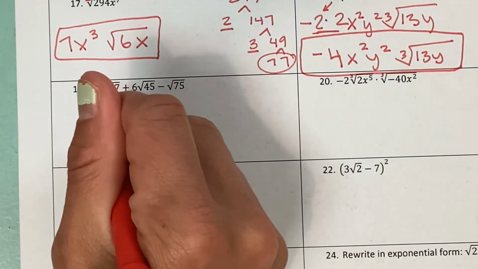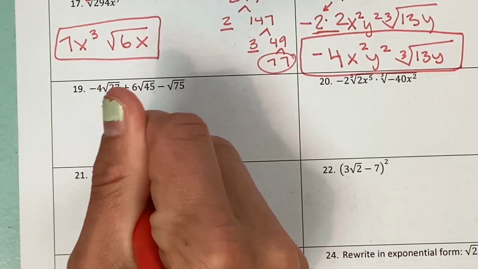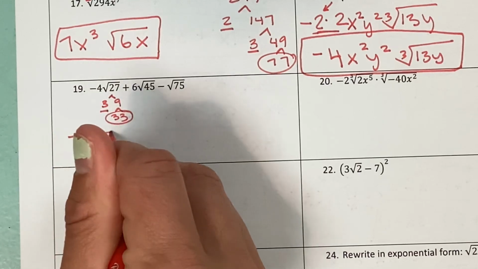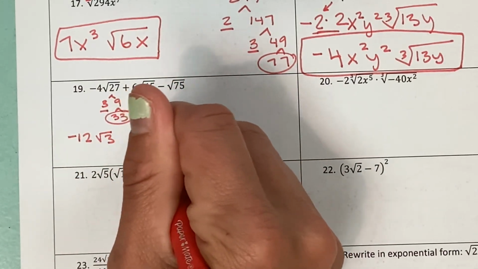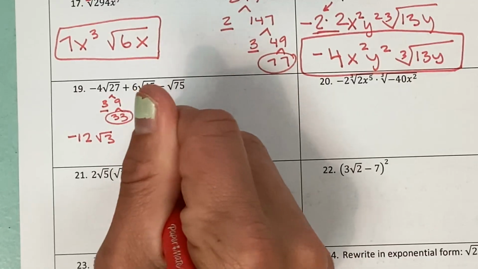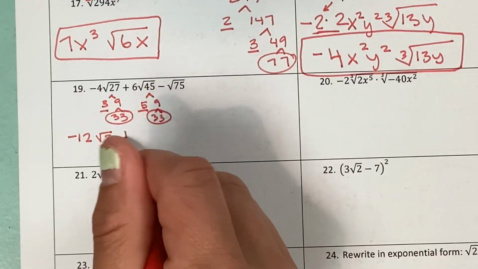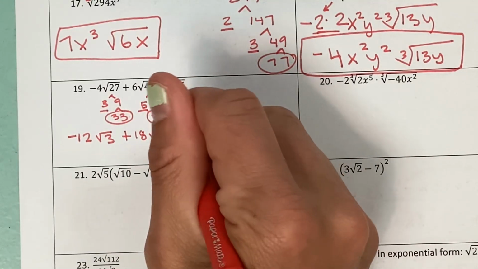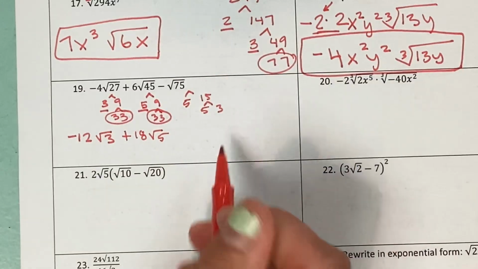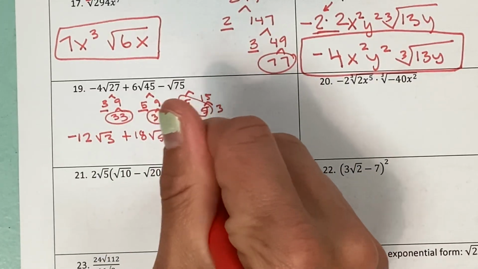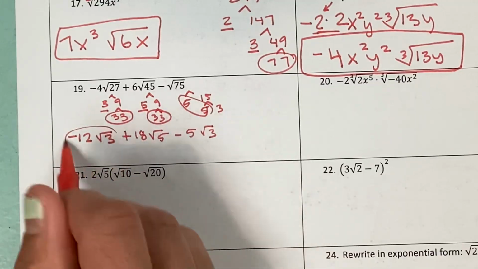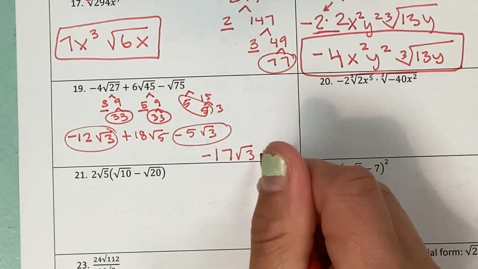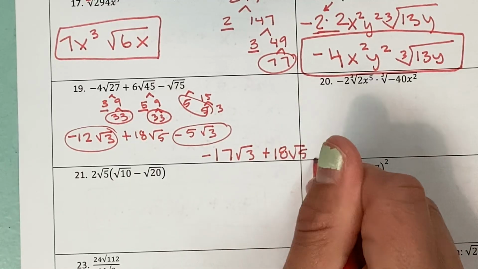All right, 27 I can break down to 3 and 9. 3 and 3, so a pair of 3 goes on the outside, that goes left over. So 3 times negative 4 is going to be negative 12, square root of 3. 45 breaks down to 5 and 9, 3 and 3, so that goes on the outside, 5 goes back in. 3 times 6 is going to be 18. And 75, 5 and 15, 5 and 3, so pair of 5s goes on the outside. Square root of 3 is left over. So I can combine my 2 square roots of 3s. So I get negative 17 square root of 3 plus 18 square root of 5.